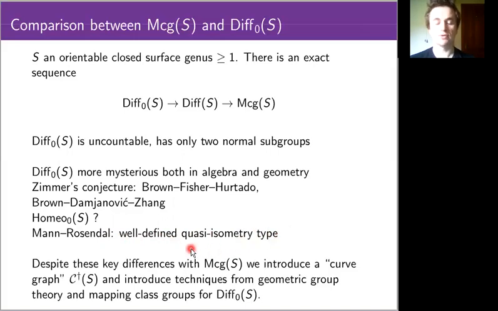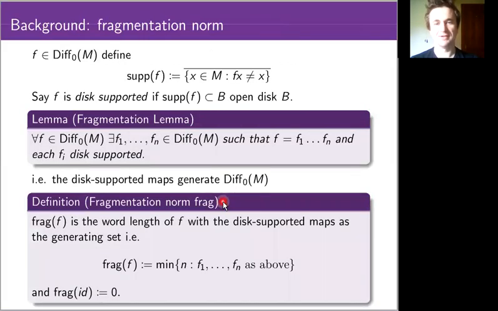So one point of the talk is to introduce some new tools to study the diffeomorphism group of a surface, which comes from the mapping class group. So we're going to introduce a curve graph, which we call C dagger. It turns out to be infinite diameter and hyperbolic, and Diff naught acts on it by isometries. And so we're able to import some techniques from geometric group theory and mapping class groups to study these groups. So what about an application of this? Well, we'll get to that, but first we need to introduce some background so we understand the statement of our theorem.